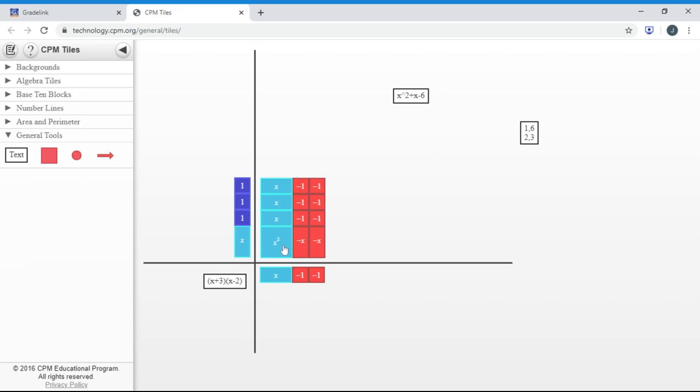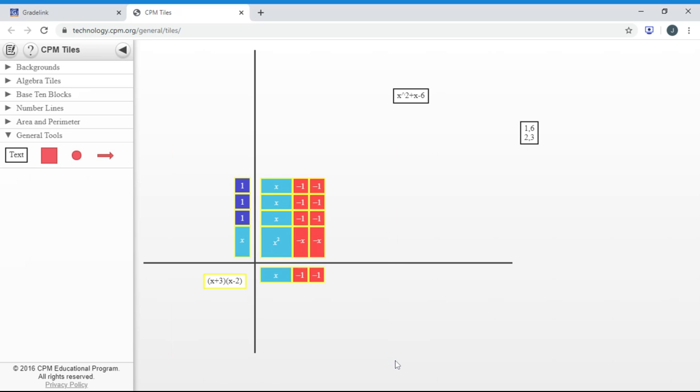So x times x gives you this x squared. X times 3 gives you a positive 3x. X times negative 2 gives you a negative 2x. And then negative 2 times positive 3 gives you negative 6. So this is a basic trinomial.